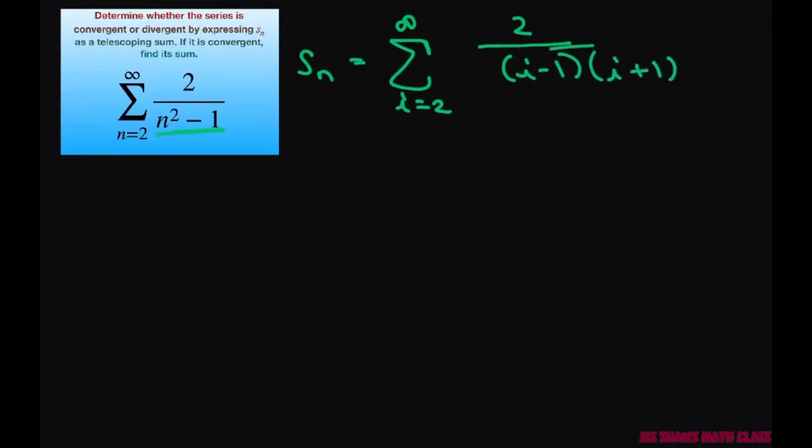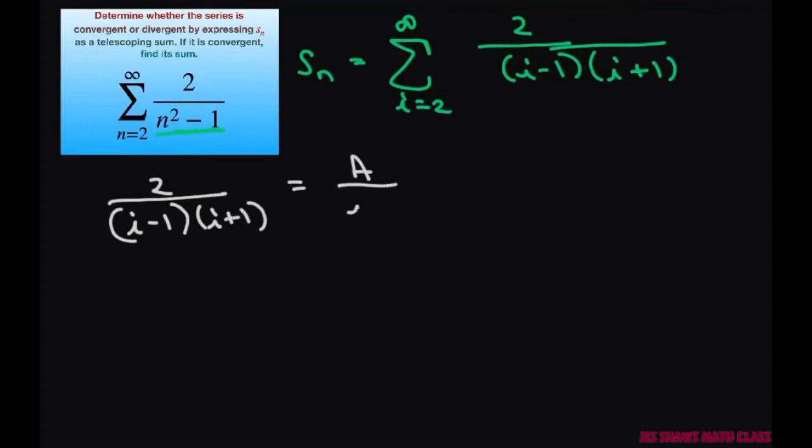So I'm going to rewrite this. Our sum is going to equal the sum from i equals 2 to infinity, and expand the factors as i minus 1 times i plus 1. I'm going to use partial fractions, and we're going to get 2 divided by i minus 1 times i plus 1 equals A divided by i minus 1 plus B divided by i plus 1.